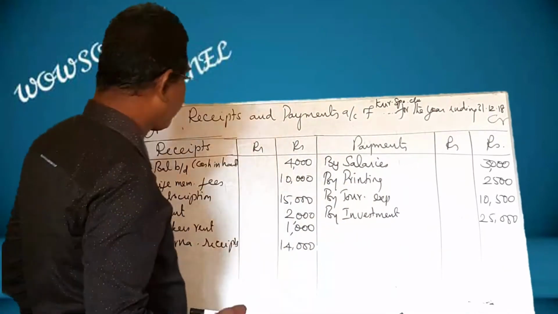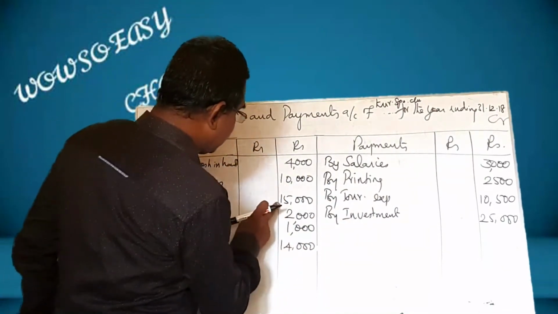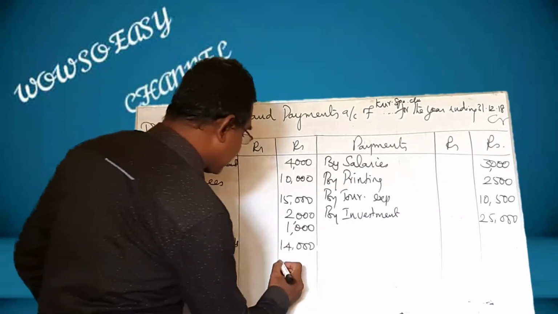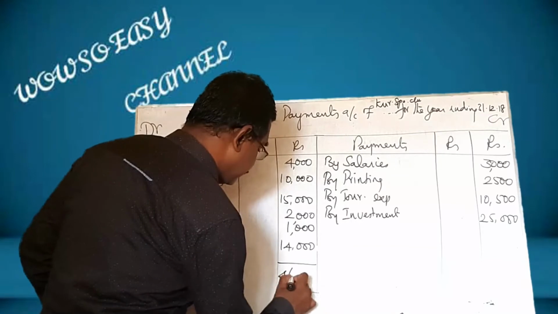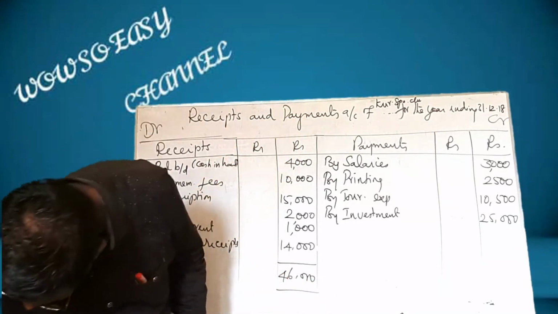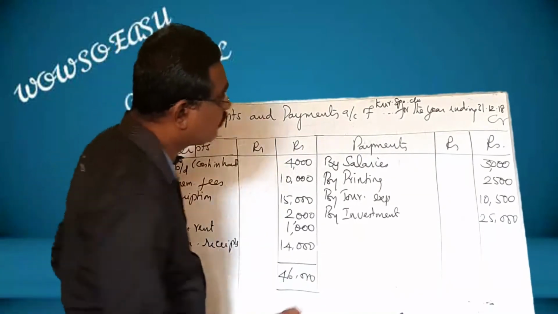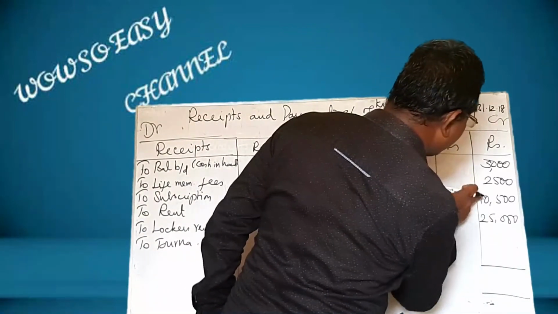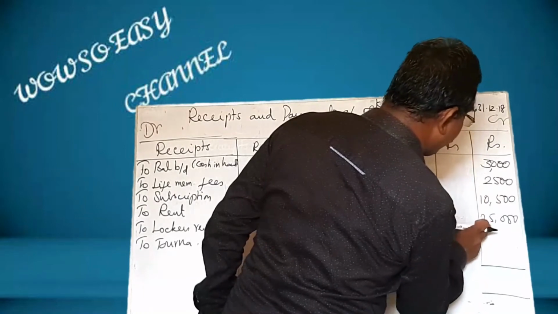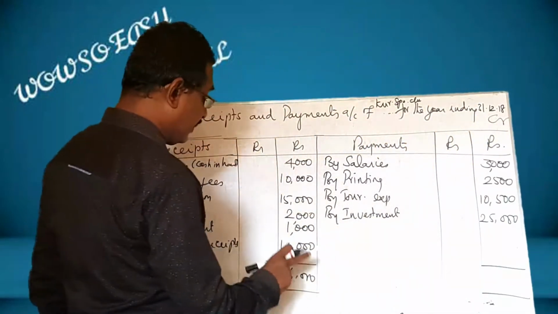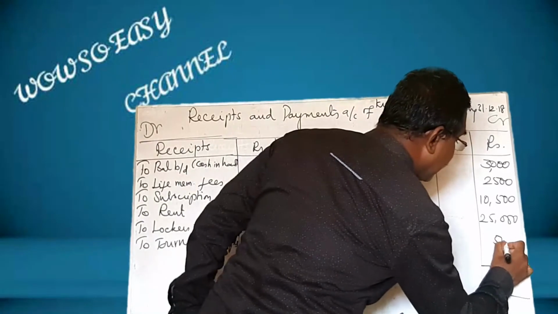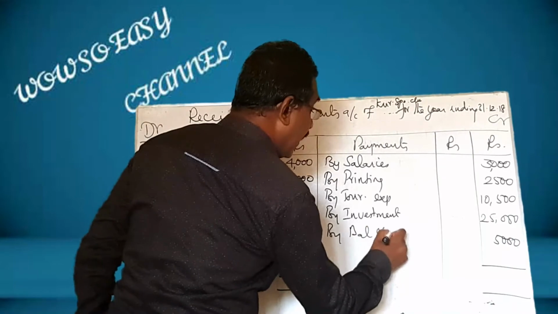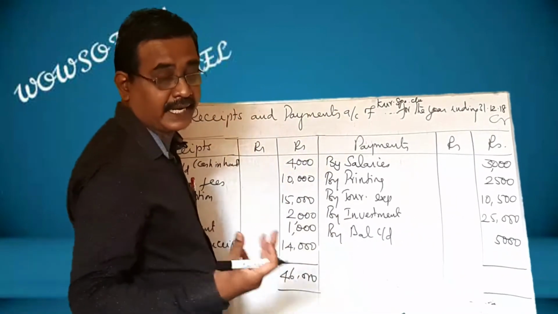Now, 10, 14, 29, 30, 32, 32, 46. And this one will be 3, 5, 15, 16, 16, 41. From 46, when we subtract 41, we get 5,000. And this is the balance carried down, and this represents the cash in hand.